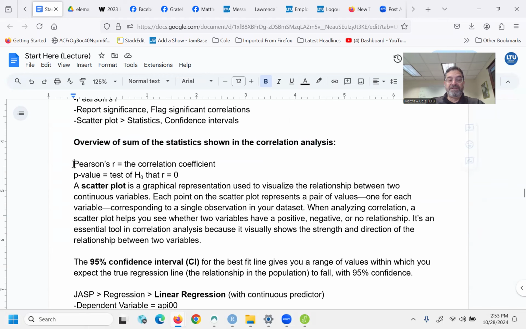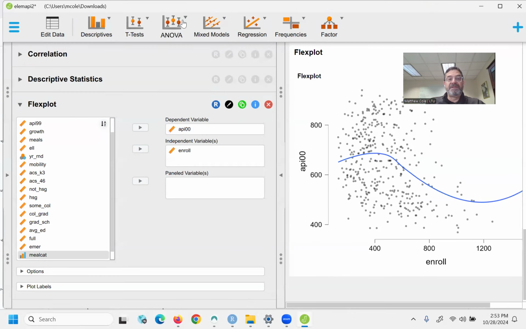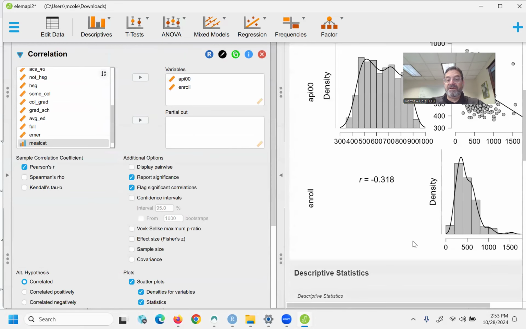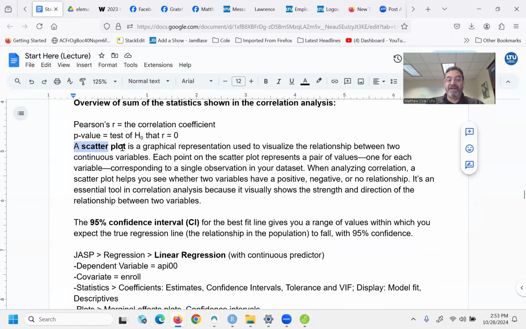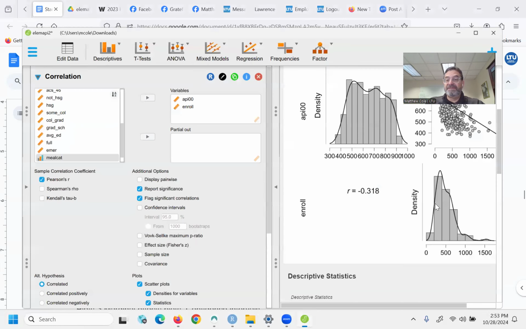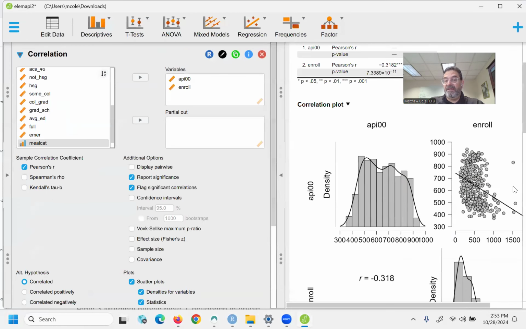So we generated the correlation coefficient, right? That's back up here in the correlation up top. And we see our correlation is negative 0.318. And we saw the p-value of that correlation, and we found that it was significant. And then we looked at the size of R, and we also generated a scatter plot. This is the scatter plot here, all of the different points.